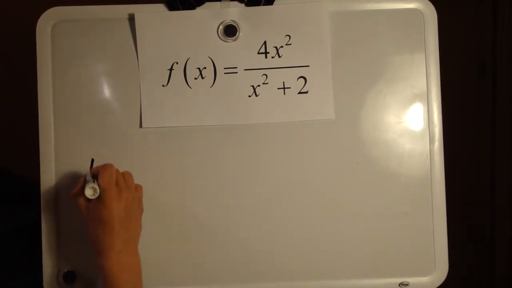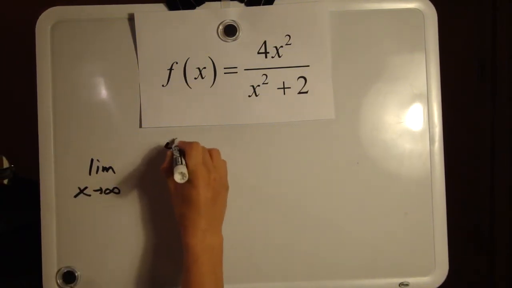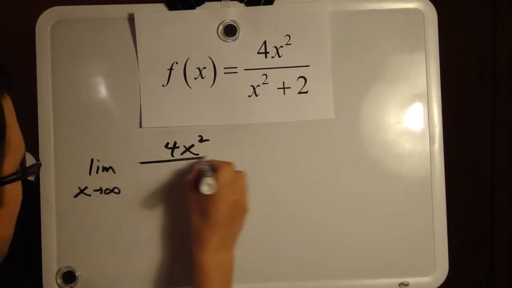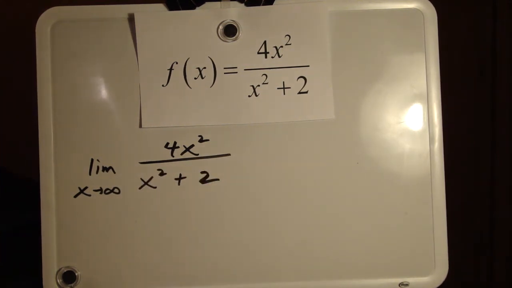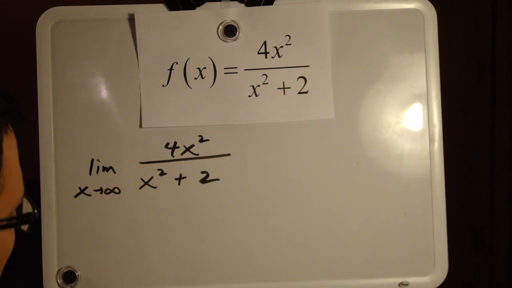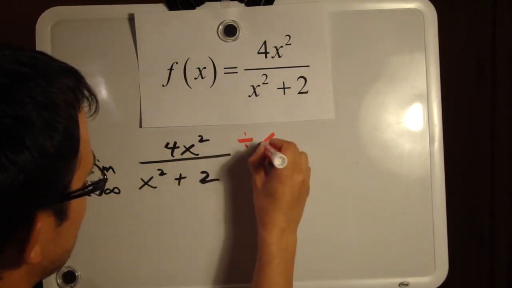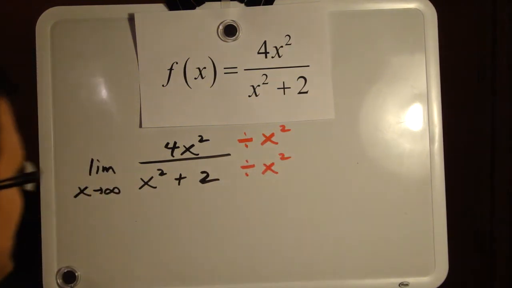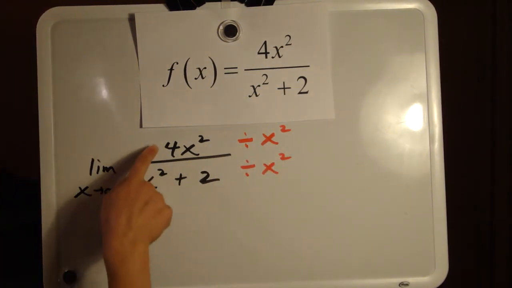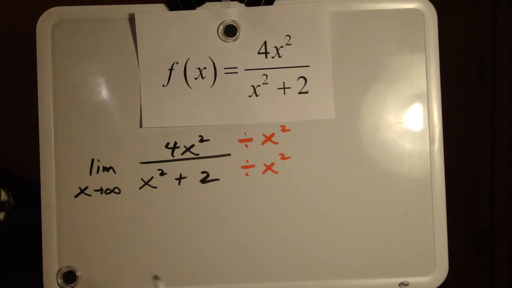I'm going to try to take the limit here, the limit as x gets big of this function, 4x squared over x squared plus 2. The way that you can visualize this is we can manipulate this expression. What I'm going to do is divide out x squared on the top and also the bottom. That means you take the top expression, divide it by x squared, do the same thing in the denominator, and then just do some algebra.